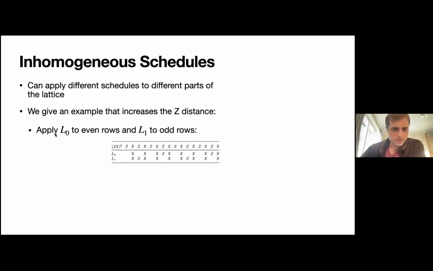So if you imagine these schedules where you apply a schedule called L0 to even rows and L1 to odd rows. So this is a schedule where, rather than just repeating ZX, you take these two different schedules, which both use 3 X checks for each Z check, but offset by 2 time steps or a few time steps.